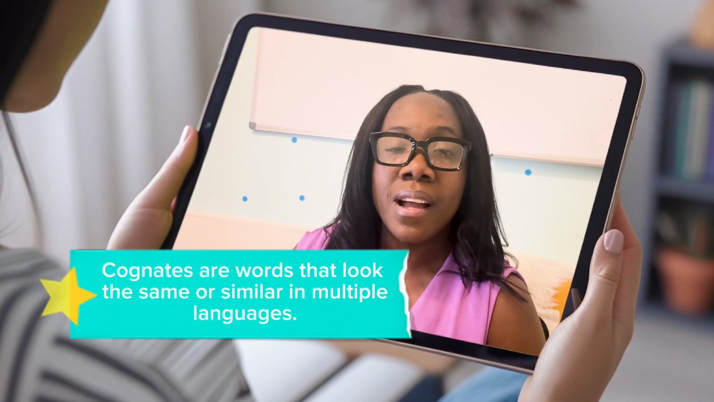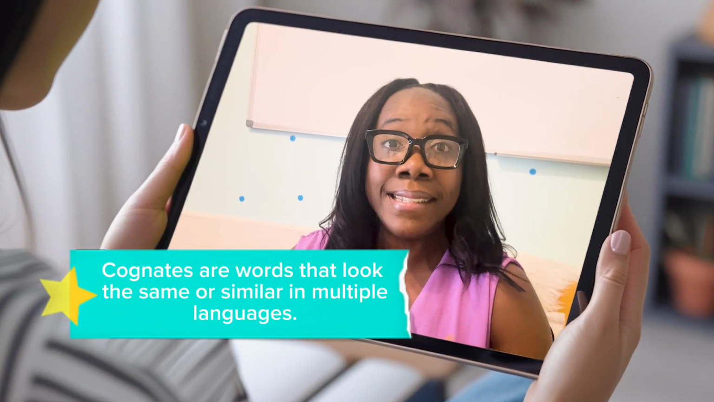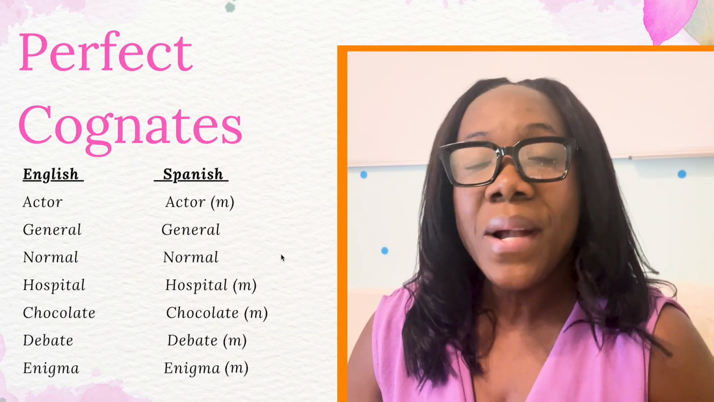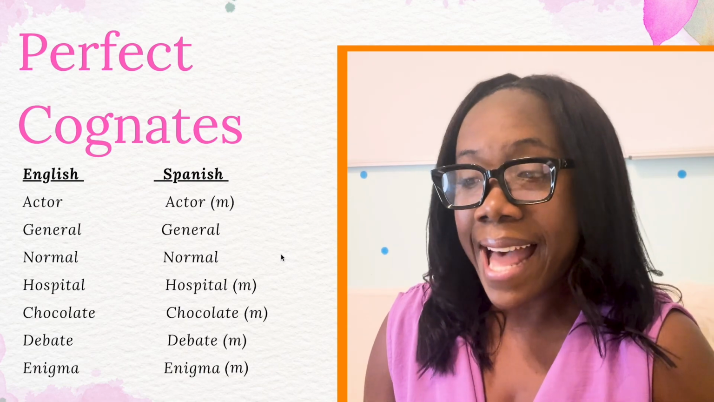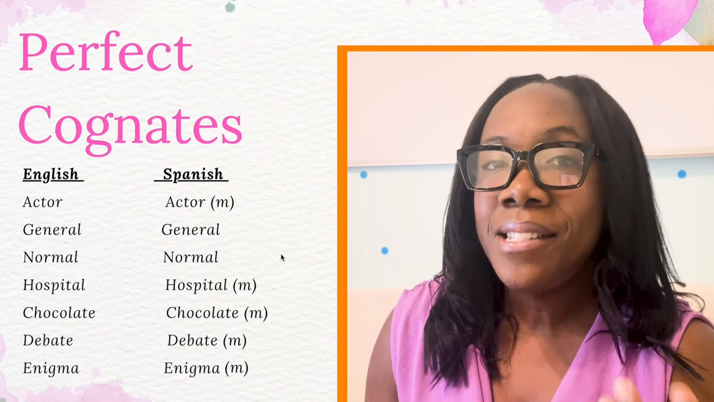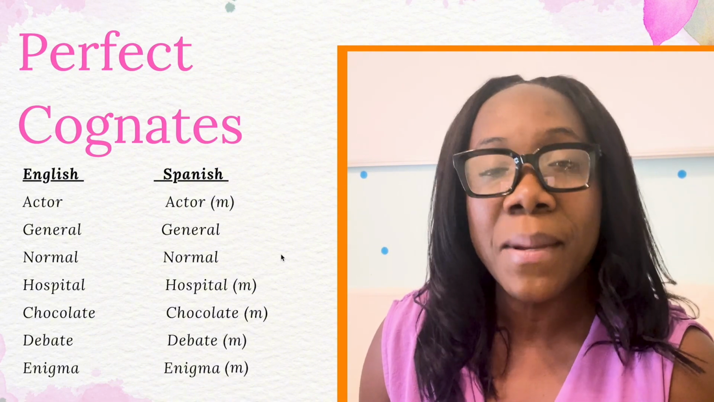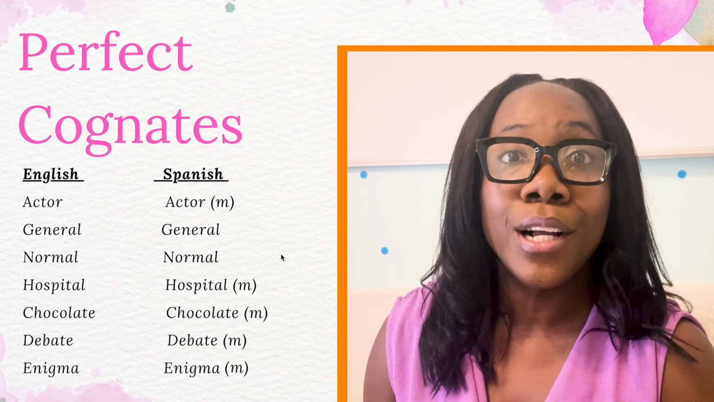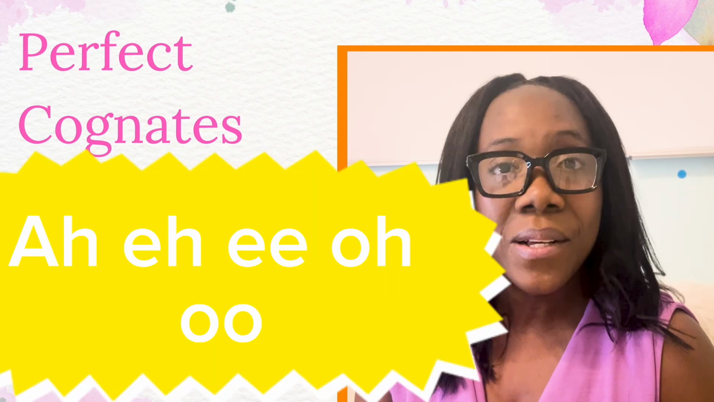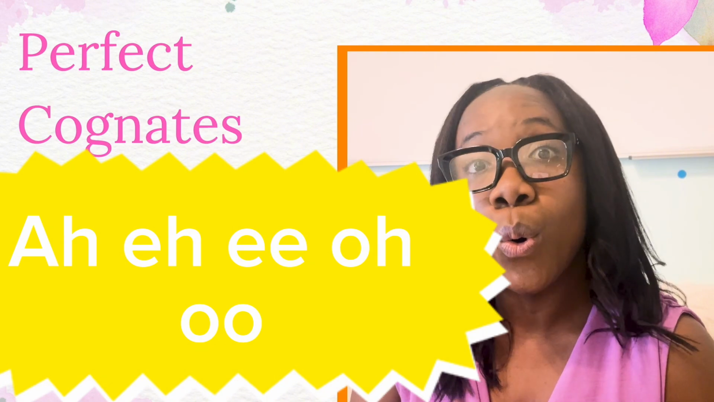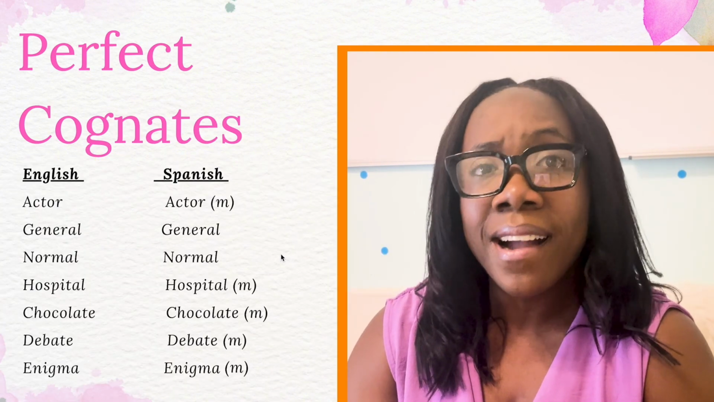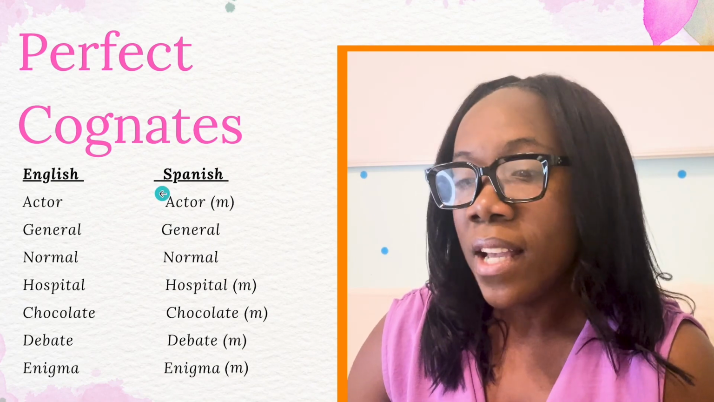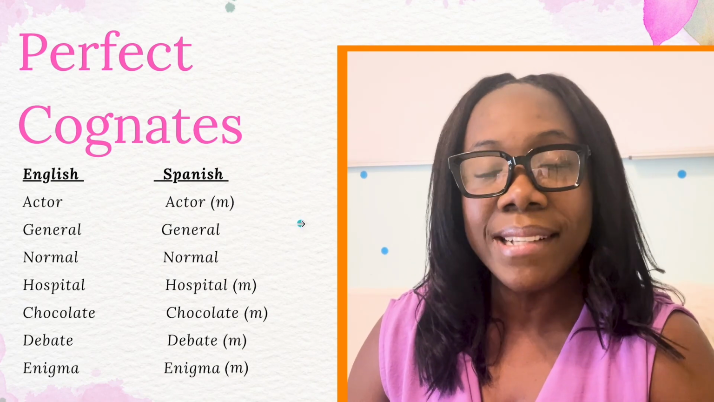Now, by definition, cognates are words that are similar or look the same in multiple languages. All right. So we have those perfect cognates like actor in English. The pronunciation in Spanish is going to be different because in English, the vowels are pronounced A, E, I, O, U, while in Spanish, the vowels are A, E, I, O, U. So the pronunciation of these perfect cognates will be different, but the spelling is absolutely the same. So actor becomes actor in Spanish, all right?